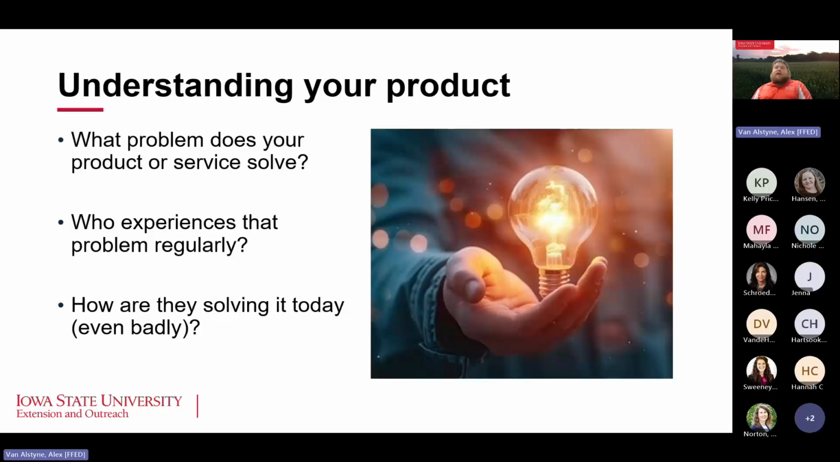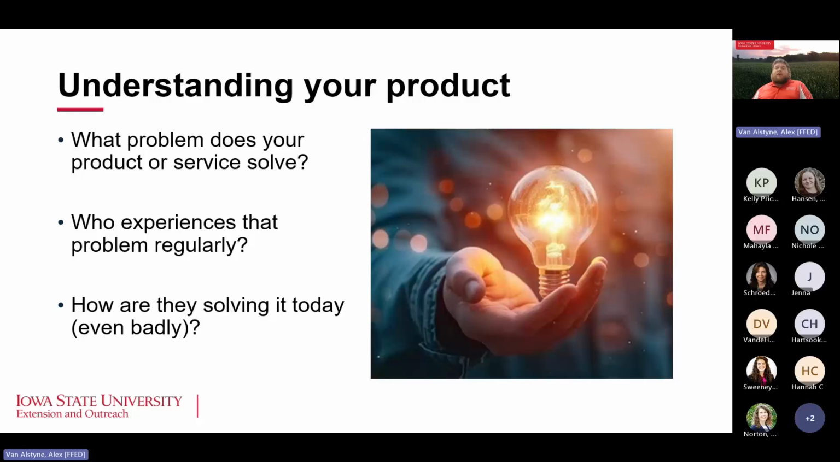Once you've identified the problem, the next step is understanding your product or service through that lens. The first question to ask is, what problem does this actually solve? Not what it does, but what frustration or challenge it removes for someone. Next, who is dealing with that problem on a regular basis? If it's an occasional inconvenience, people are much less likely to pay for a solution. And then the last piece, how are they solving it today? Even if it's an inefficient or frustrating way.